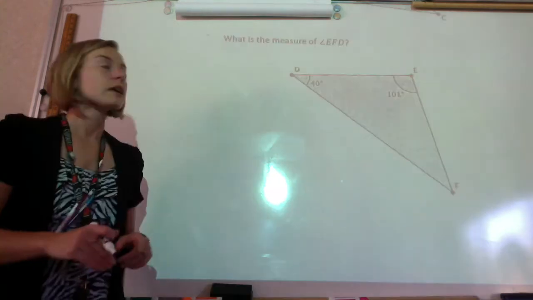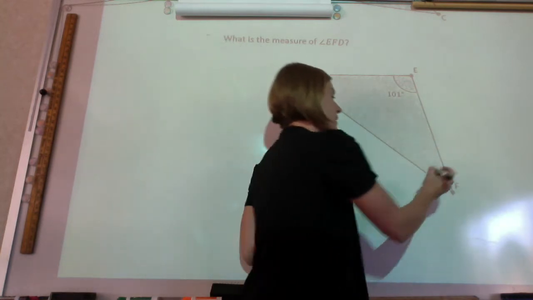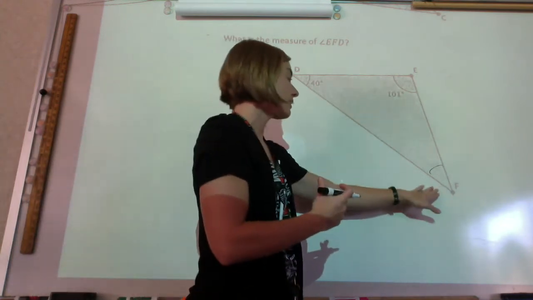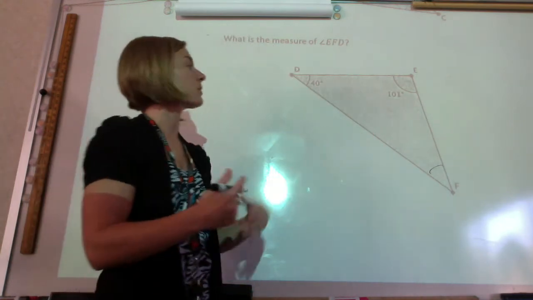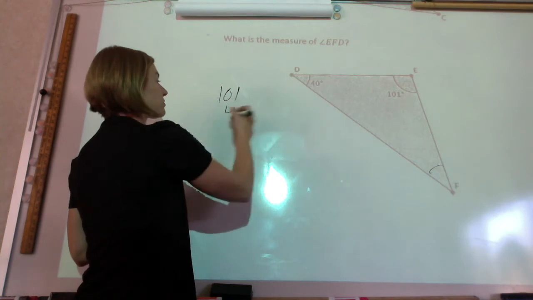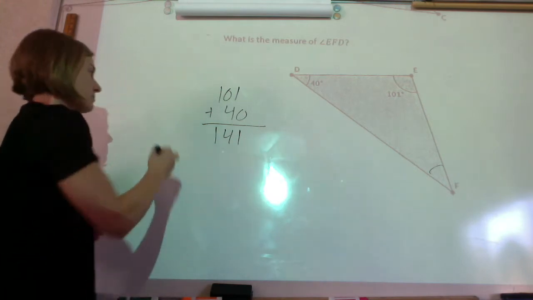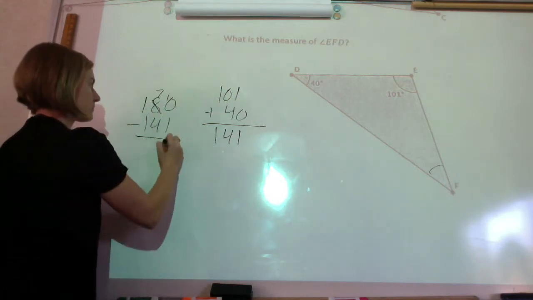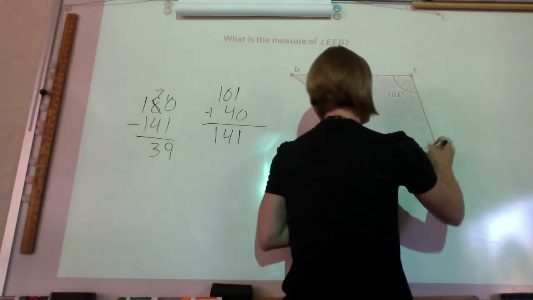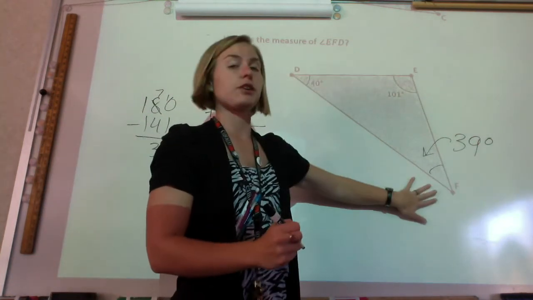Let's take a look at another example. Here they're asking for the measure of angle EFD. So EFD, so we're looking for this angle down here. Well, once again, we can use the fact that all of these angles inside need to add up to 180 to figure out what's missing. So we can add together our 101 from angle E and our 40 from angle D, and we get 141. So now we can take that away from 180 to see what's missing. And we find that 39 degrees is missing, so that must be the missing angle. So we just found that angle EFD is 39 degrees.